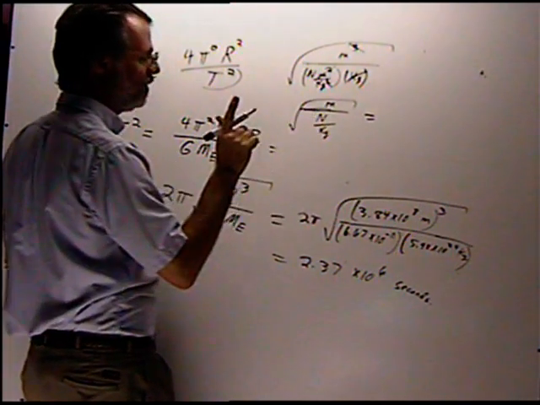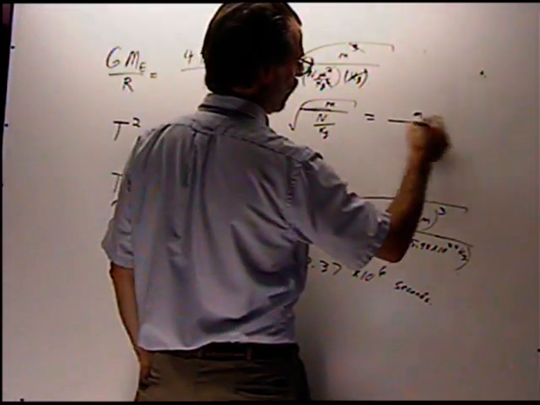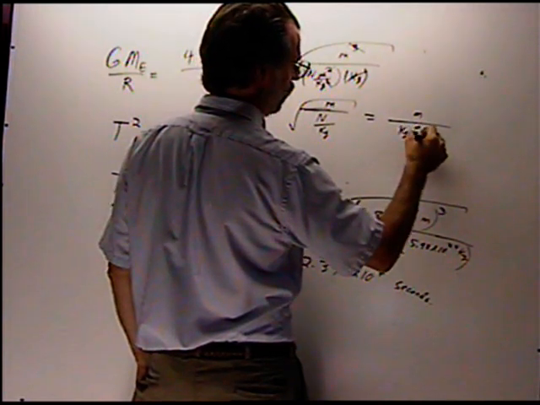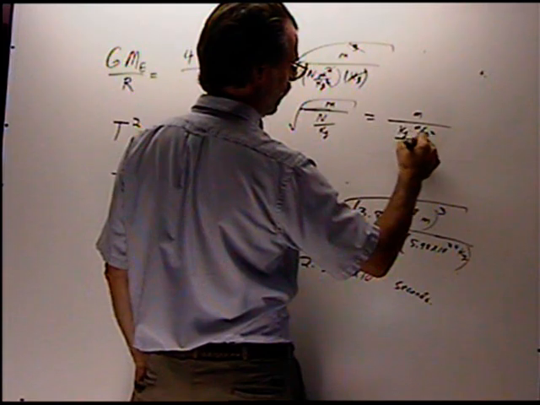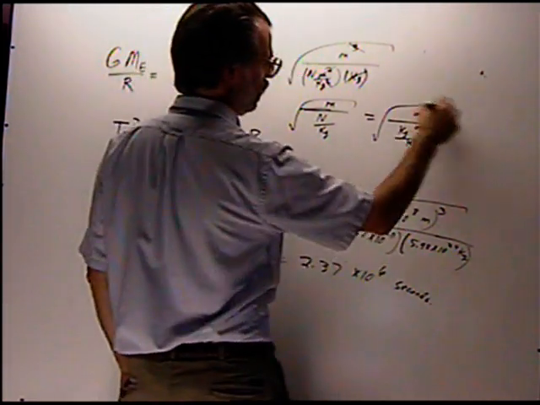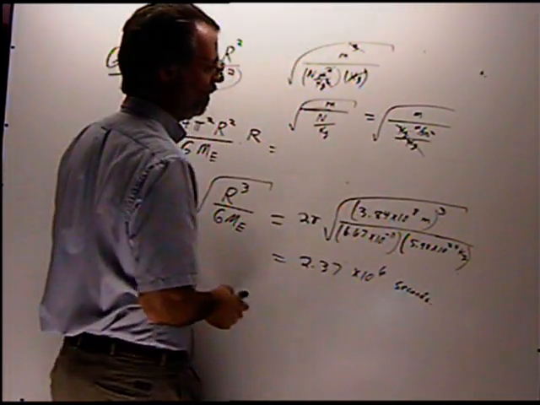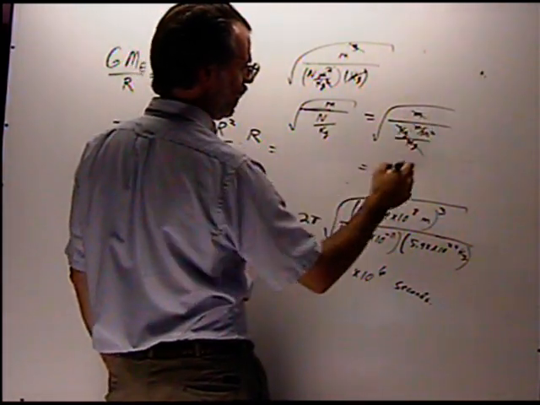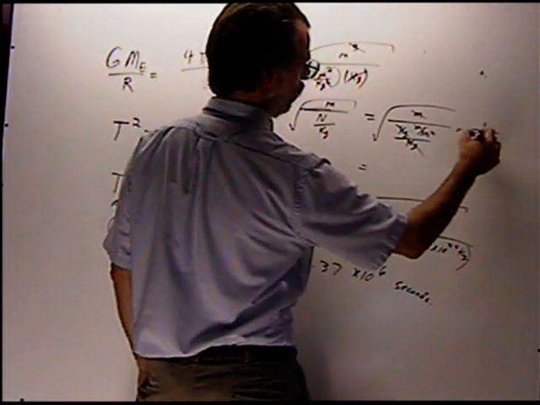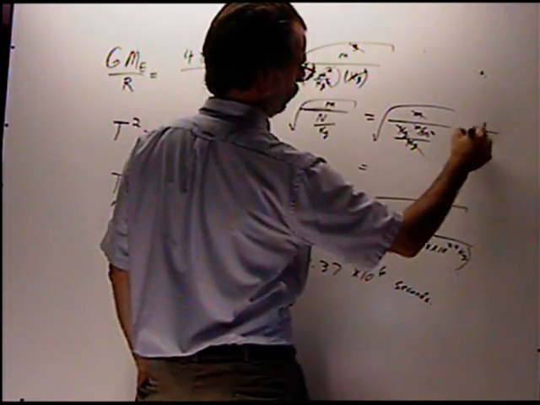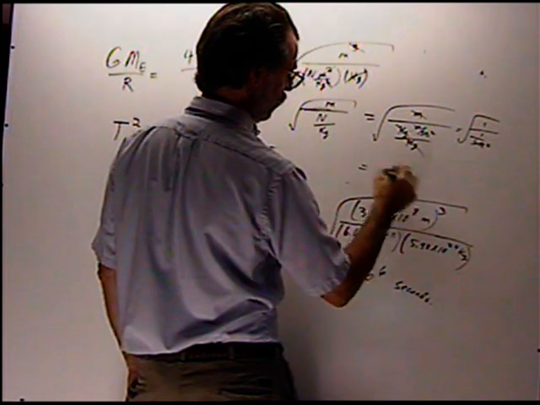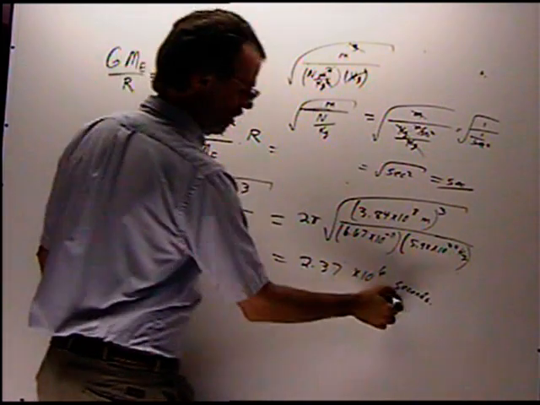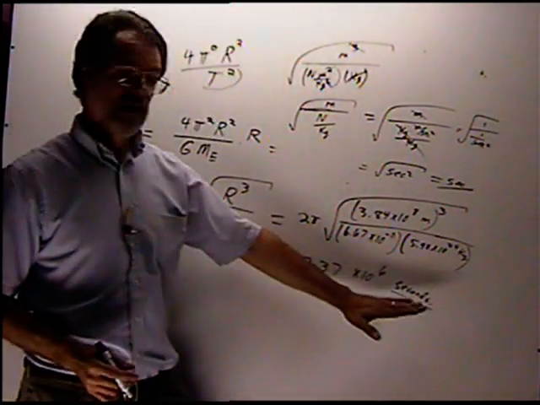Remember what a Newton is. A Newton is a kilogram times meter per second squared, all divided by kilograms, square root of. Notice the kilograms cancel out. Notice the meters here cancel out. And we're left with 1 over 1 over second squared, which is second squared. Square root of second squared is seconds. So in fact, the units do work out, and we're left with seconds.